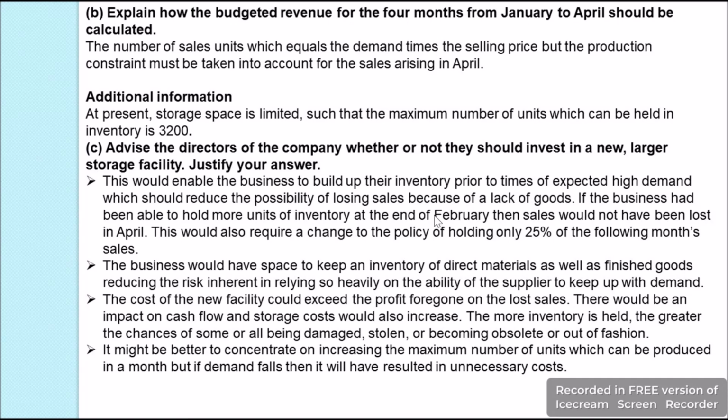Like in the month of Feb, they were able to produce this 3,200 units as a closing inventory, and if the circumstances were favorable, they could have exceeded this production and stored more of the goods in the form of inventory, and this could have been used in the month of April where they would not have lost their sales. Apart from that, when ADPLC have a huge storage facility, this will reduce the dependency of ADPLC on the suppliers because the inventory is already stocked up.